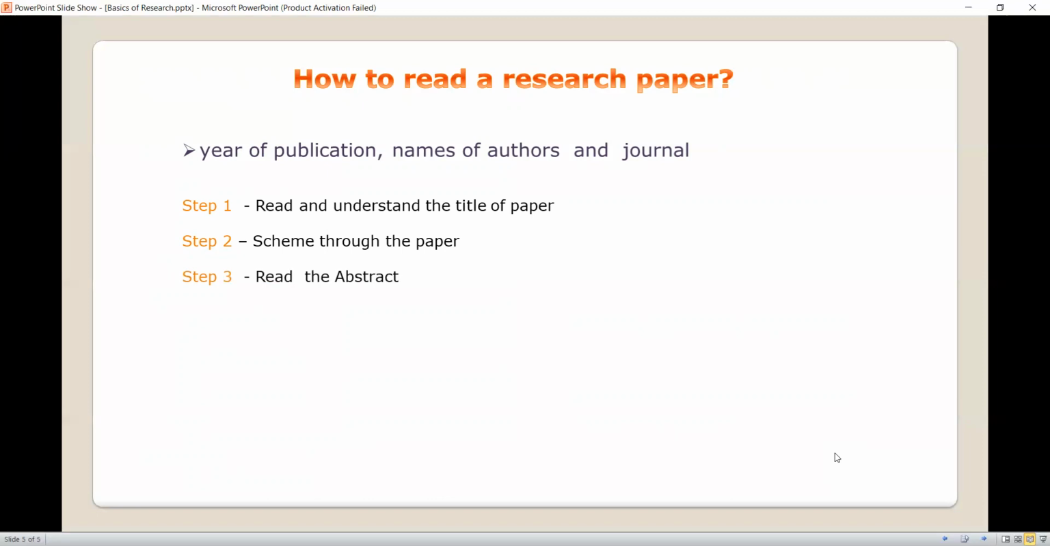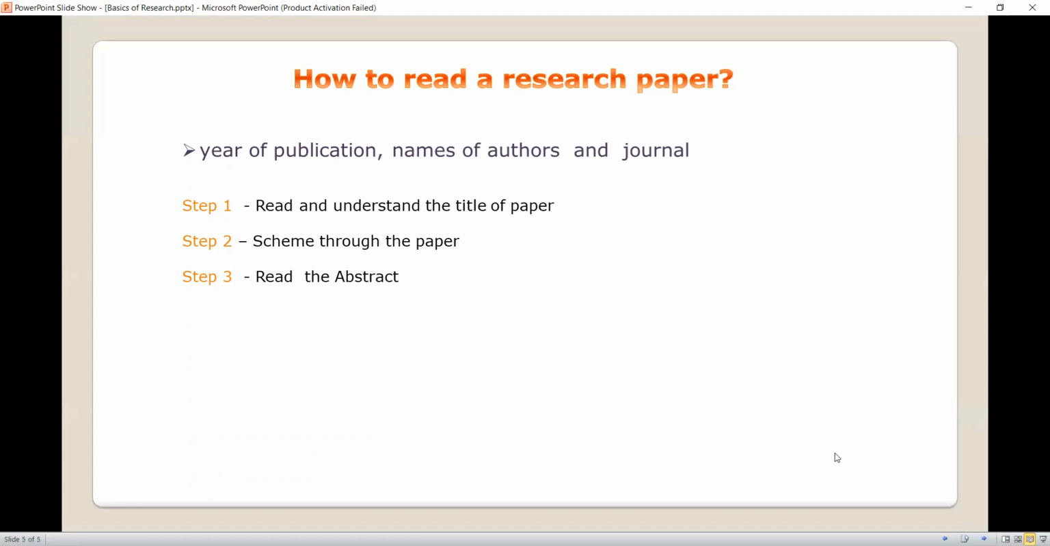This abstract contains the major findings of the paper and a summary of the paper, and it highlights the main topics of the paper, and it defines the aim of the study and the results. So the abstract contains all these things. When you are reading the abstract, we need to focus on all these things, that is the aim of the study, the main points of the paper, and also the results.